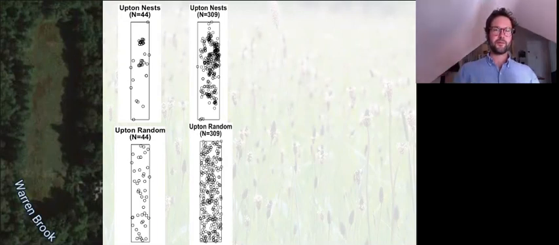So on the top, we see the observed distribution of nests. N equals 44 was the year when there were 44 nests detected, and n equals 309 was another year where there were 309 nests detected. So low and high population sizes there. And then on the bottom, I just randomly generated nests across the site.